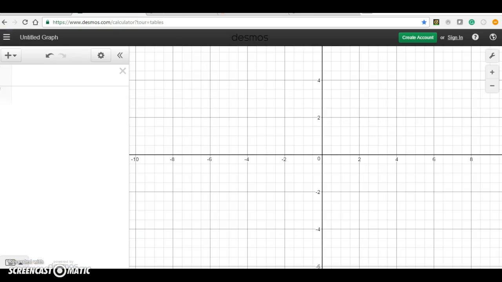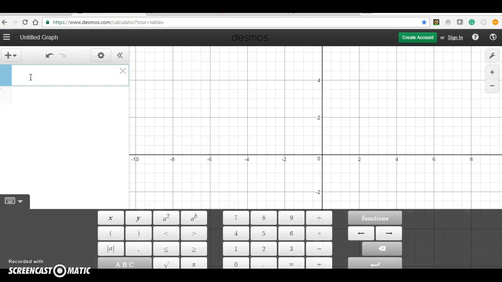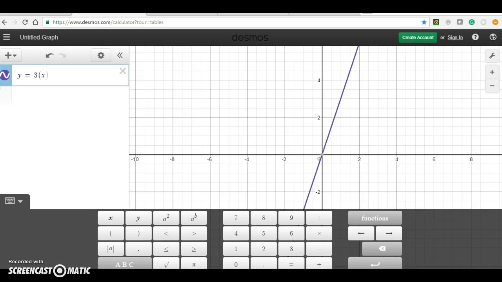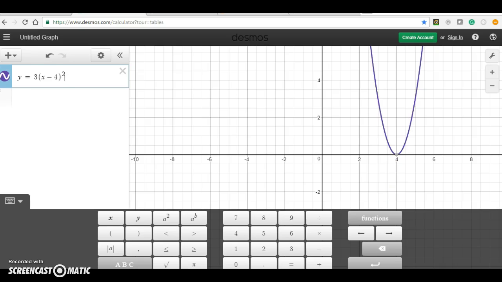And my free graphing calculator at www.desmos.com gives me y equals 3 times x, sorry, I forgot the equation, x minus 4 squared minus 2. All right, so here it is. Here's our minimum value of negative 2. I know that I've moved over, and it's going to be in the positive 4 direction. My vertex is 4, negative 2, like we said also.